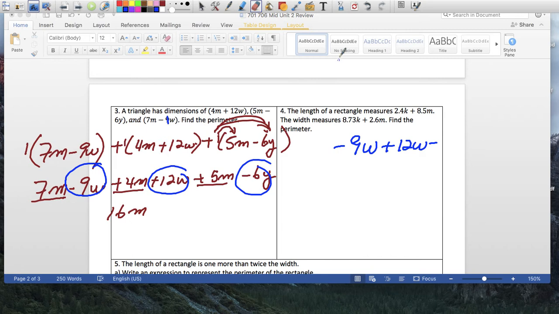Okay, something wrong here. This doesn't count. It should have been just minus 6y. So the only like terms are these two in blue. So minus 9w plus 12w, I think of it as negative 9 plus 12, and there's more positives, so that's going to be definitely plus 3w, right? And then the last guy over here, minus 6y, has no one to combine with, so we just bring it down. So the perimeter of this triangle is 16m plus 3w minus 6y.